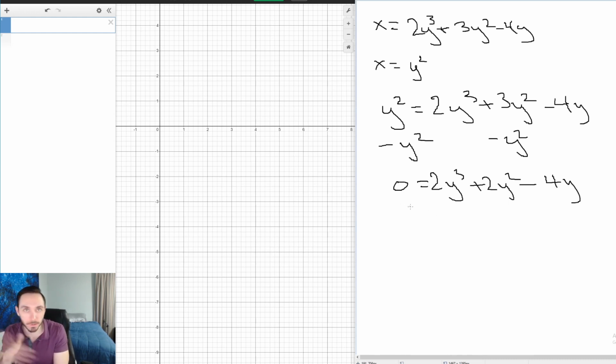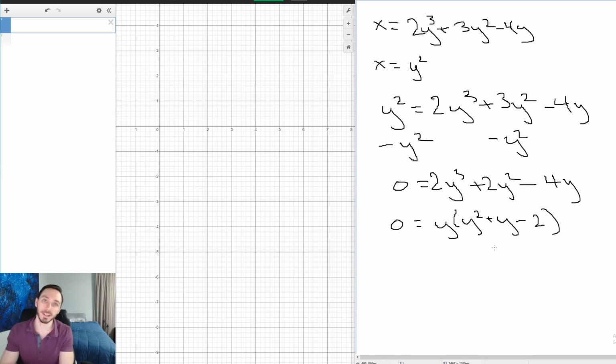Okay, I want to factor some stuff out. I can factor out a 2 and I can actually just divide out a 2. So all these 2's go away, and this will turn into a 2, because 4 divided by 2 is 2. So I'm dividing everything out by 2, and I'm also factoring out a y. So I'm going to get y on the outside, and then y squared plus y minus 2 on the inside. So I did a 2 for 1, I divided out a 2, and I factored out a y.